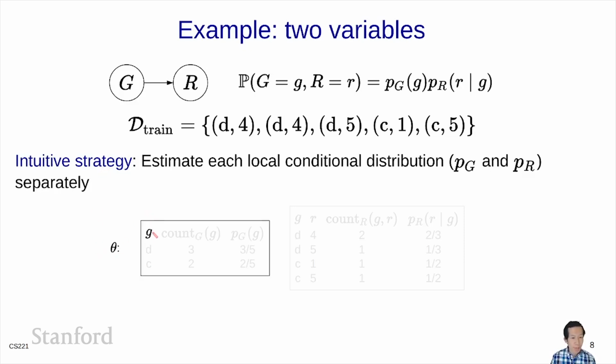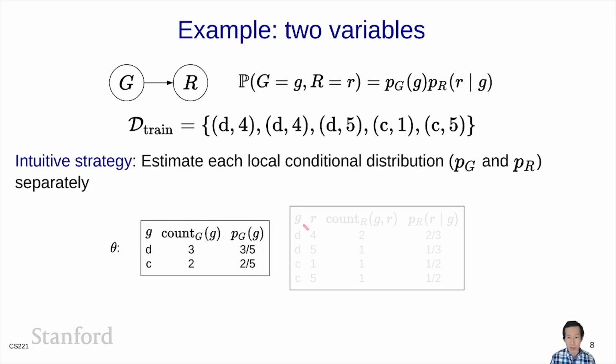Okay, so what does that mean? That means for the probability of G, I'm just going to count the number of times particular values of G show up. So D shows up 1, 2, 3 times, and C shows up twice. Notice that this is the same calculation as we had before. So now this is 3 fifths and 2 fifths if you sum up and normalize. Okay, so in estimating P of G, I only look at the slice of the examples that matter for this. And same with probability of R given G.